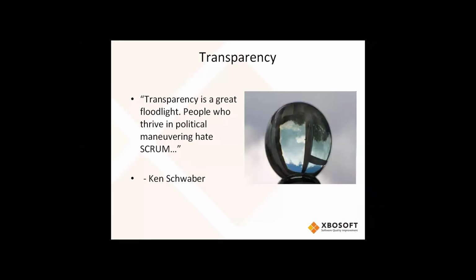Transparency. One of the things that's really remarkable is getting true visibility about what's going on with the code, with the velocity, with the programmer productivity, and that's a good thing. But if you have things hidden, a good quote by Ken Schwaber, creator of Scrum: transparency is a great floodlight. You find problems really quickly and you solve them. But people who thrive in political maneuvering hate transparency and hate Scrum, and that's generally the case.